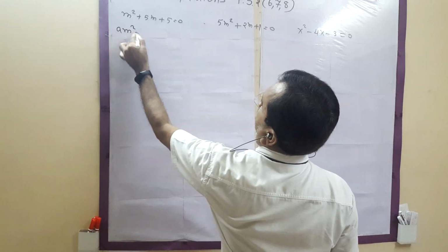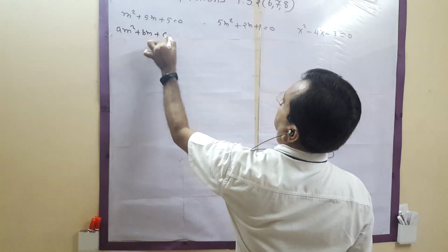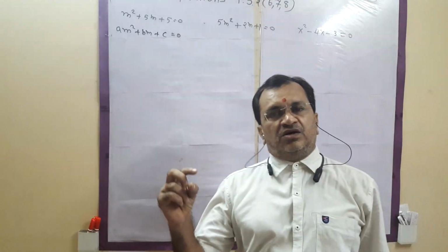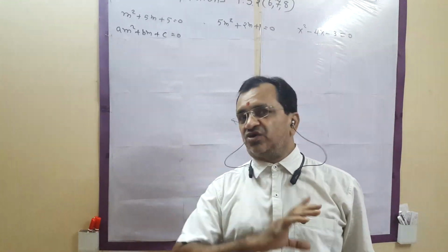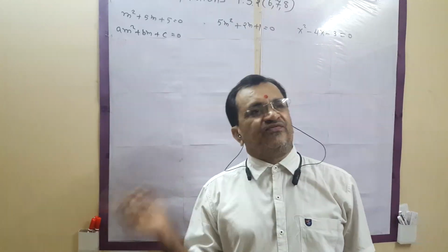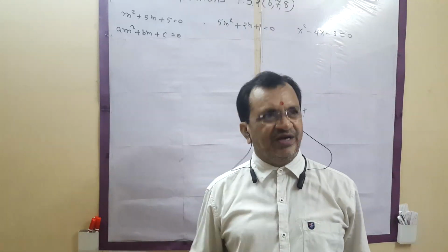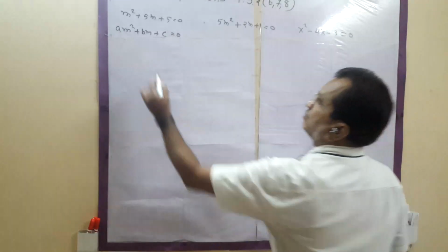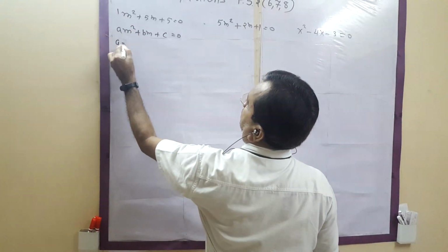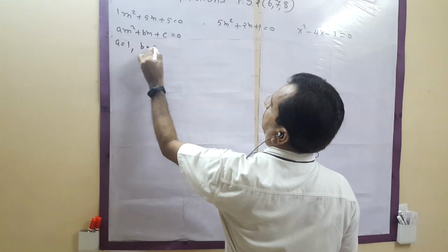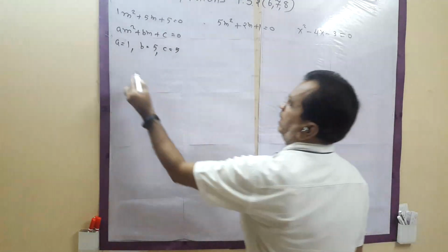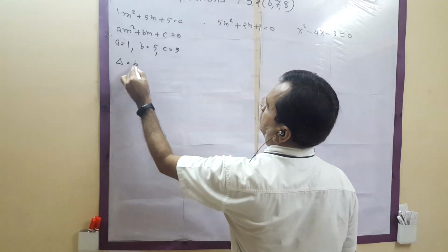So am square plus bm plus c. The variable of the equation you have to identify. It is not x, it is m. So instead of ax square plus bx plus c, you will write am square plus bm plus c is equal to 0. So what is a? What is b? What is c? Now the discriminant.